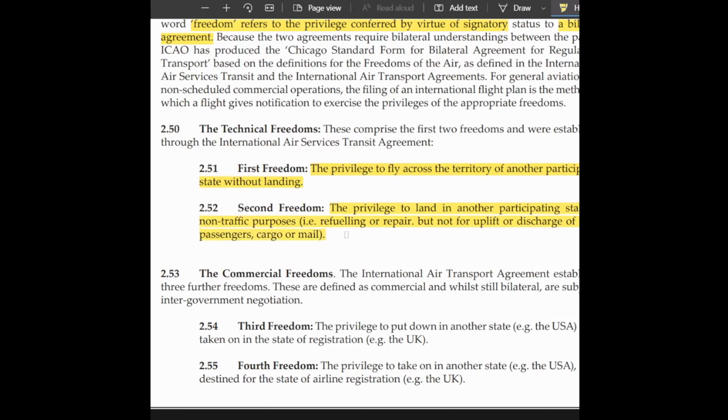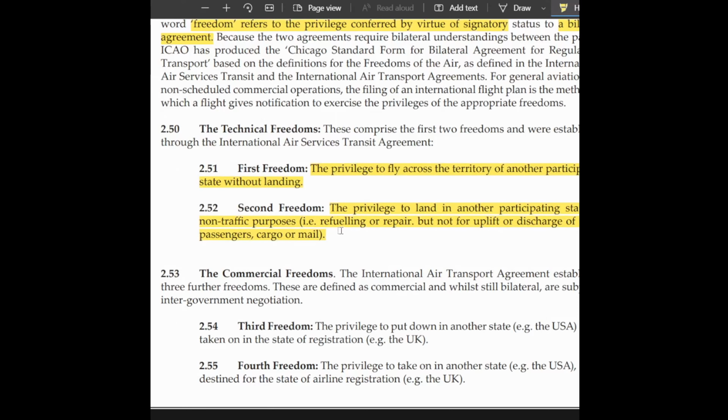Non-traffic is basically no passengers, no cargo, nothing. You're stopping for, let's say, some maintenance. Let's talk about the same aircraft emergency, which has left from China and is flying over India to reach Sri Lanka. Unfortunately, it has developed some technical issue.